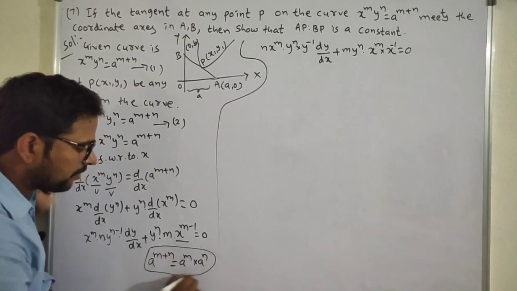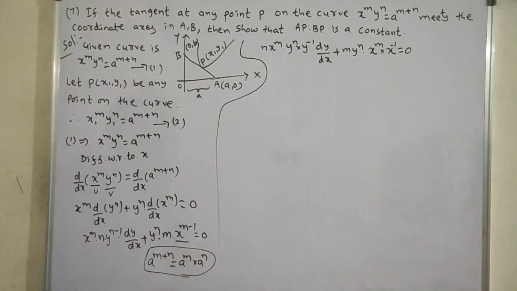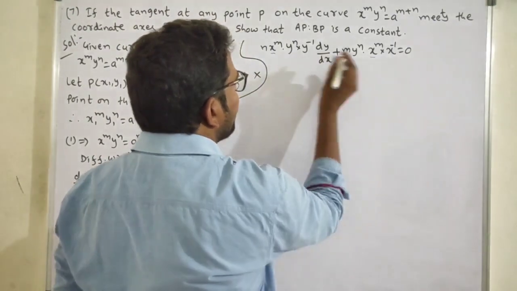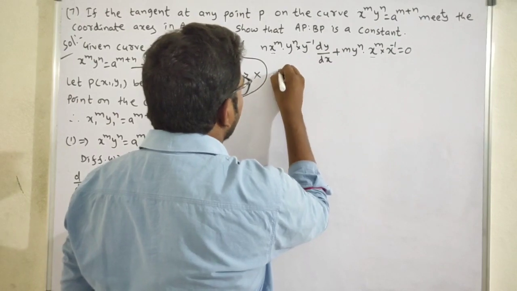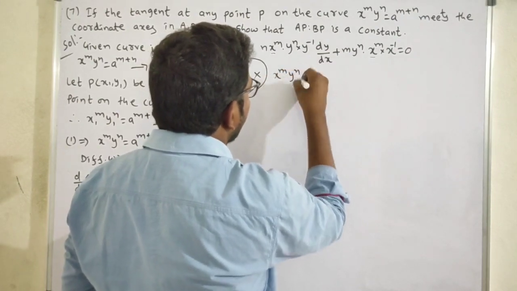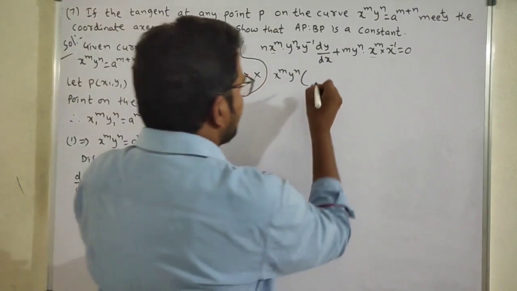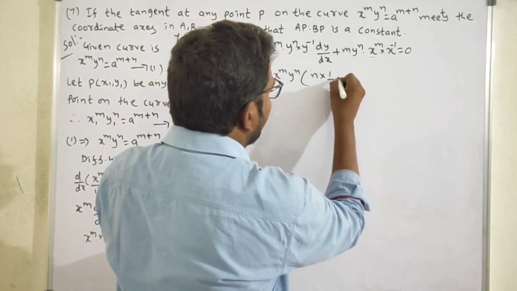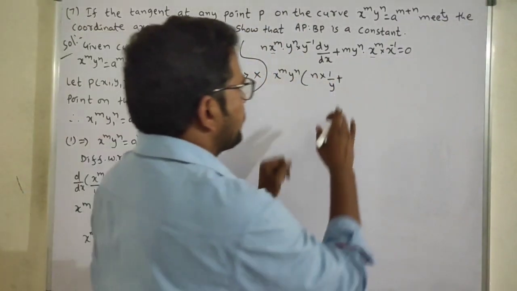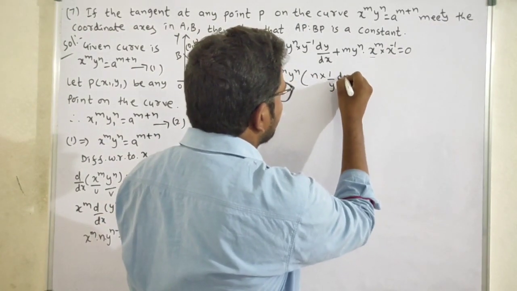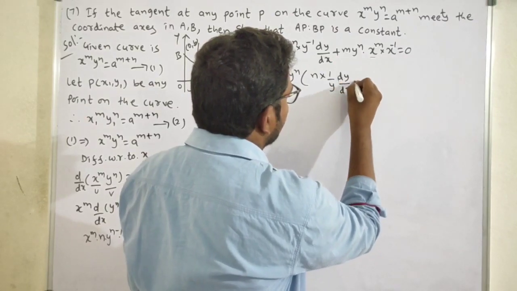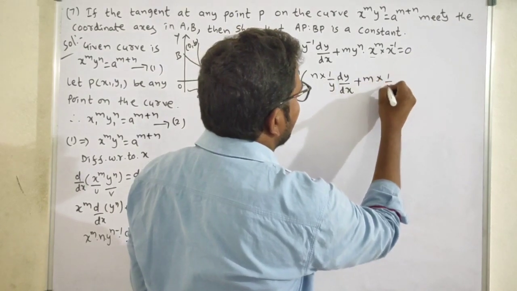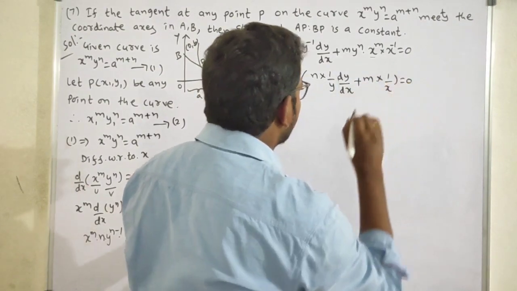A power m plus n is equal to a power m into a power n. So what is common here? x power n is common, y power n is common. Take that common: x power m, y power n common, remaining n into y power minus 1, we can write that as 1 by y, right? Plus dy by dx into dy by dx, plus m into x power minus 1, we can write that as 1 by x, is equal to 0.